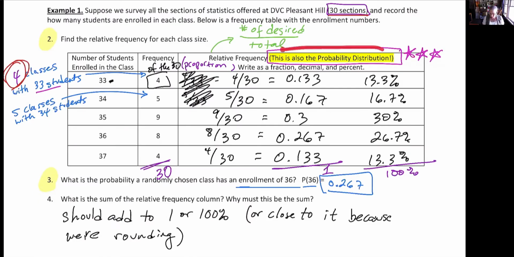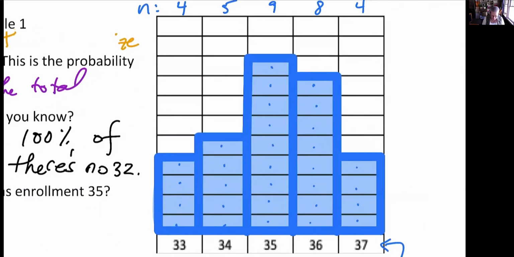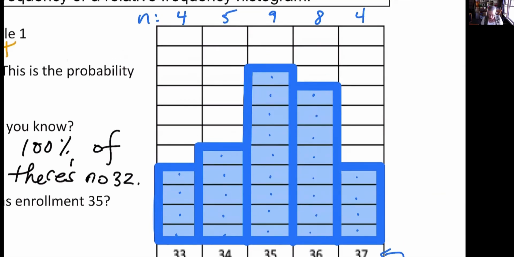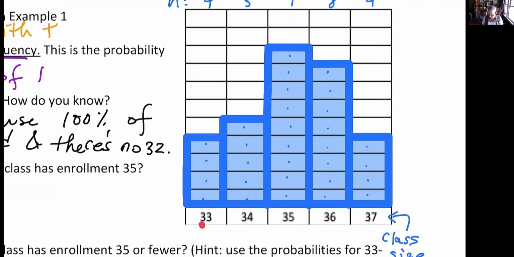Because we have this probability distribution, the frequency table, rather, is the probability distribution. When we make this histogram, what's nice is we make the histogram using the n values. We make the histogram using the n values with the class size down here at the bottom.